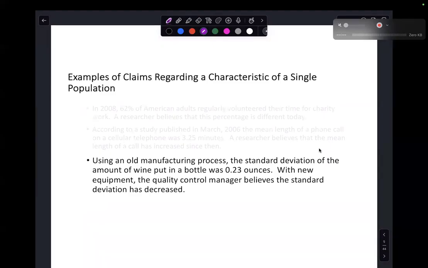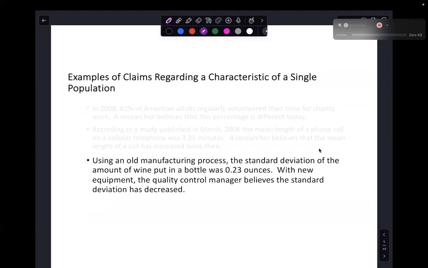So he thinks that with this new equipment, the amount of wine in the bottle is more consistent. So this new equipment fixed whatever errors they were having, and he thinks that they're getting a more consistent amount of wine in the bottle. So he thinks that that standard deviation has decreased.